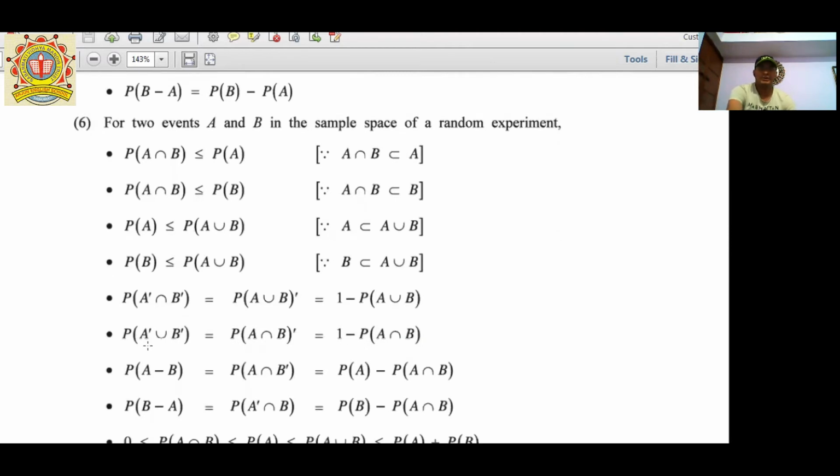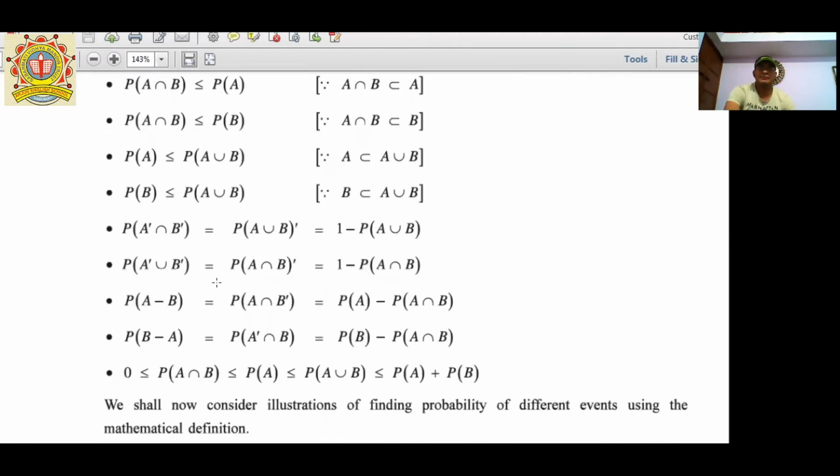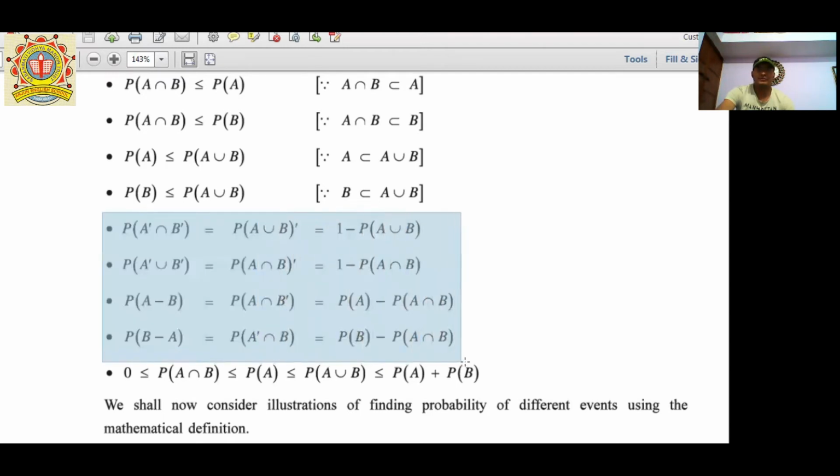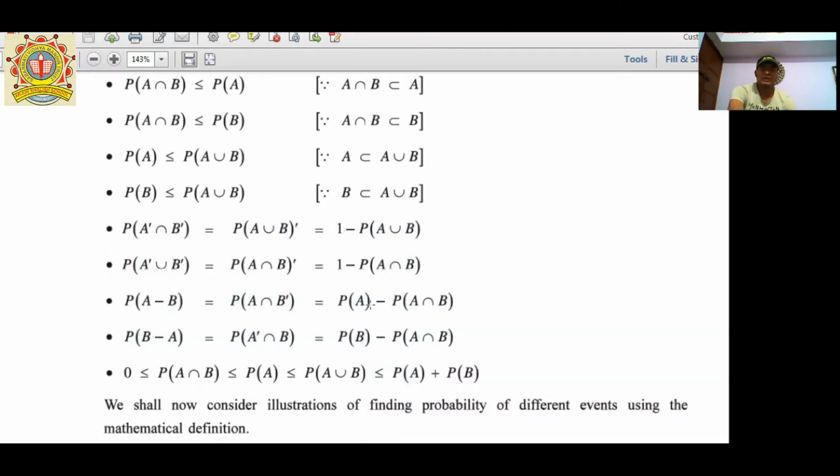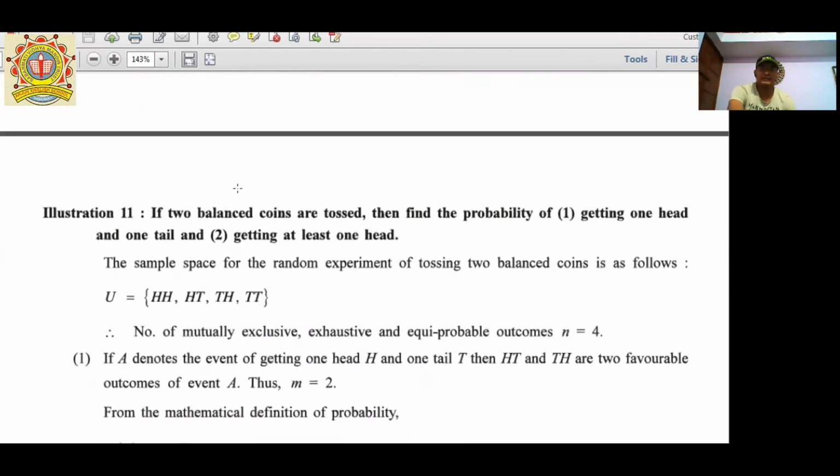Next one, P of A minus P. So we can say that P of A intersection B complement is equal to P of A minus P of A intersection B, or P of B minus A, that is P of A complement intersection B, is equal to P of B minus P of A intersection B. So these are the important formulas that you have to understand properly, and you have to learn these formulas for this chapter. Okay, so after completing these formulas, we are moving ahead to one small sum.